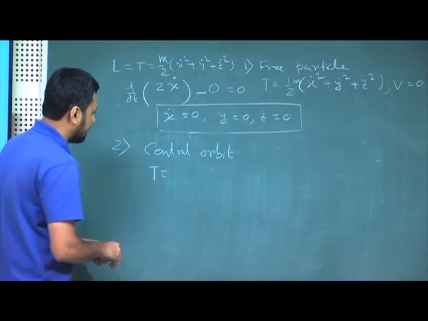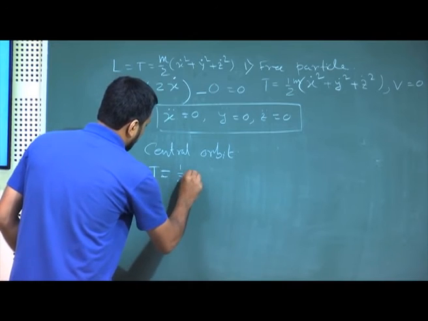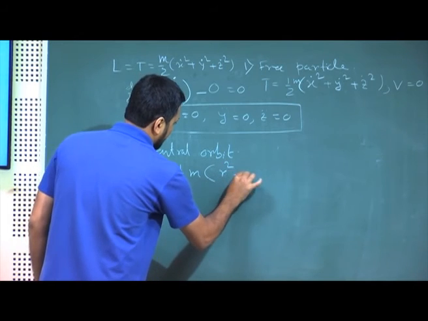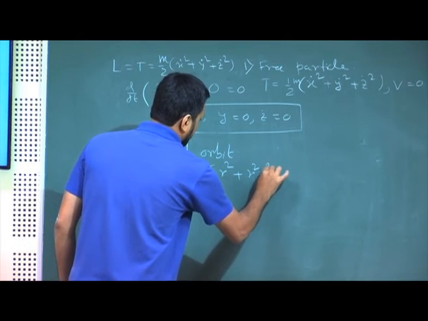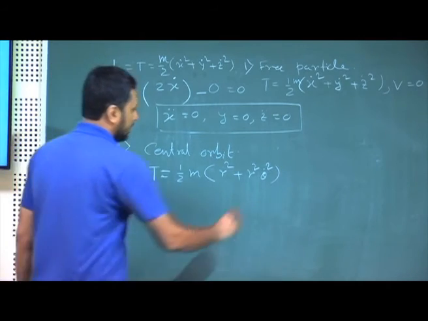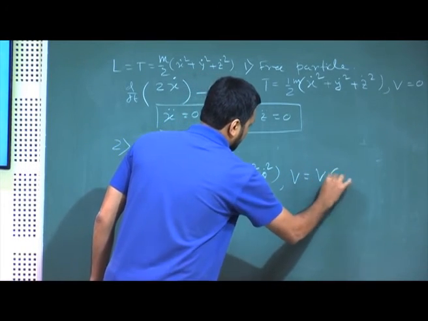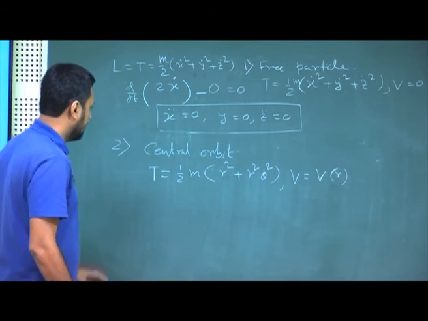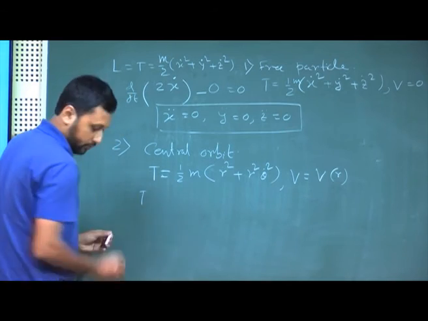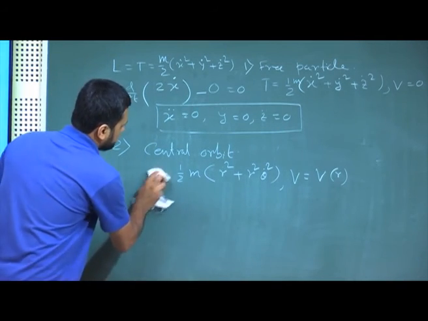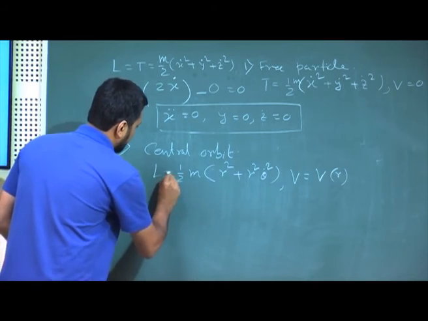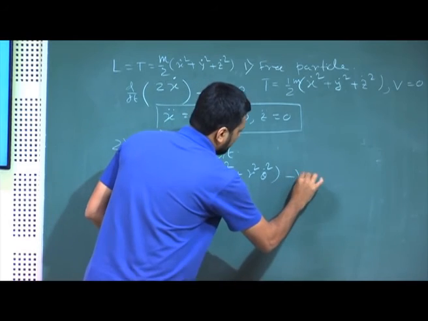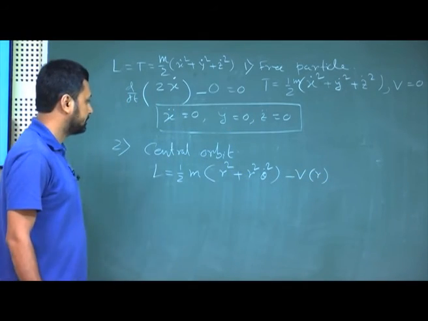So, we straight away start writing half m v square, which will be v_r square, which is r dot square plus r square theta dot square, and V is equal to V(r). This is the potential function of the central force in question. So, your Lagrangian L will be simply, I will just not write it again.